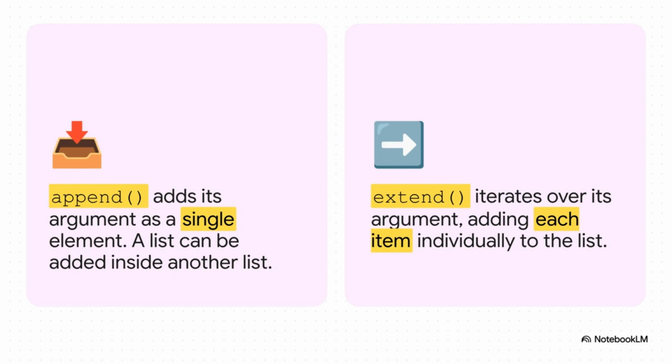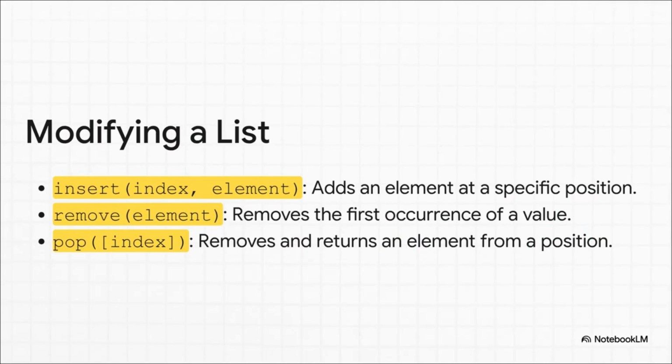It's like opening up that box and putting each individual item on the shelf, one by one. Totally different results. So adding stuff to the end is great, but what if you need more surgical precision? Well, we've got tools for that too. Insert lets you put an element at any specific position you want. And for taking things out, you've got two main choices. If you know the value of the thing you want to get rid of, use remove. If you know the position or the index of what you want to remove, use pop. And pop has this cool little bonus feature. It actually hands you back the item it just removed, which can be super handy.